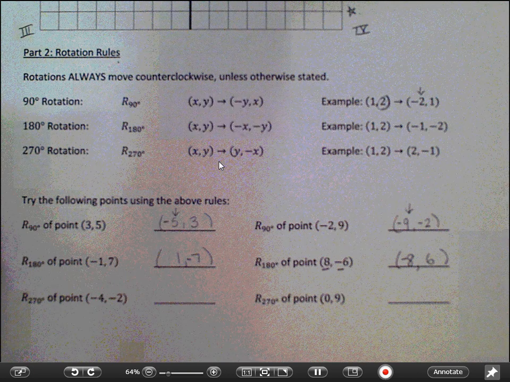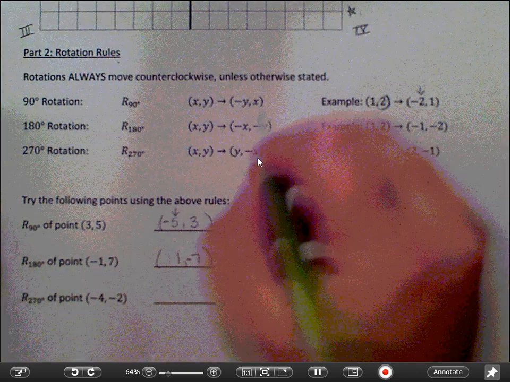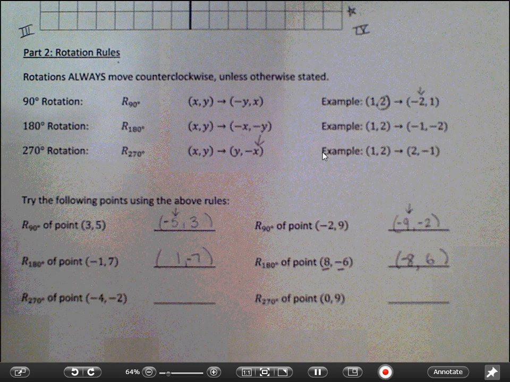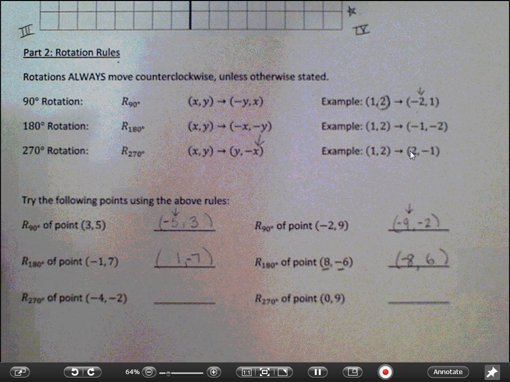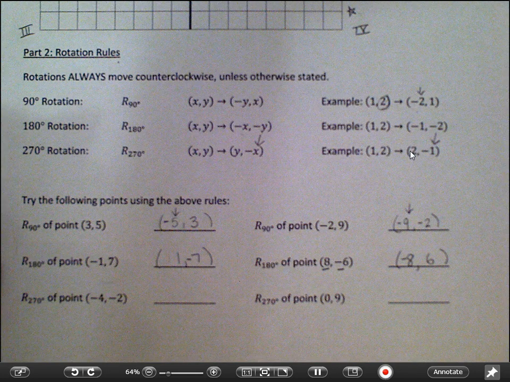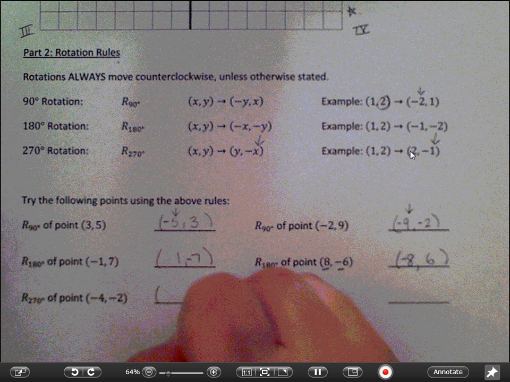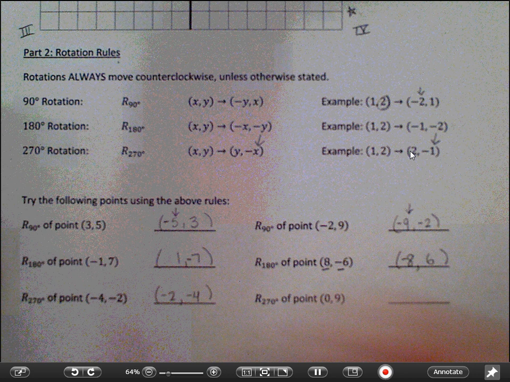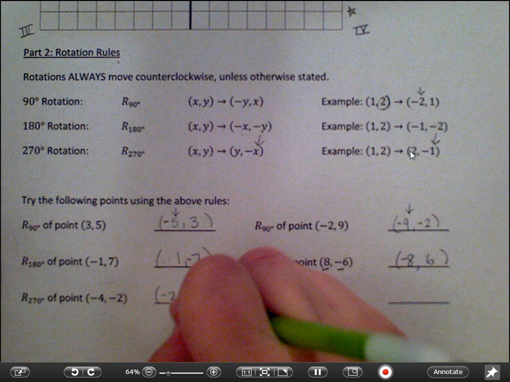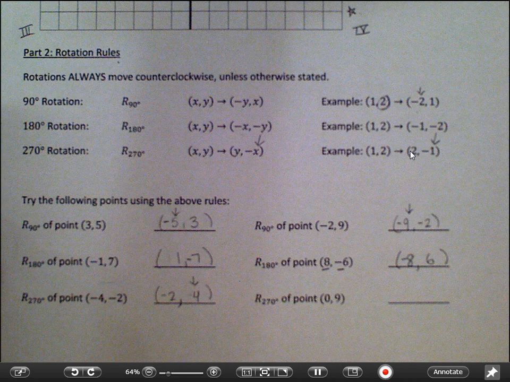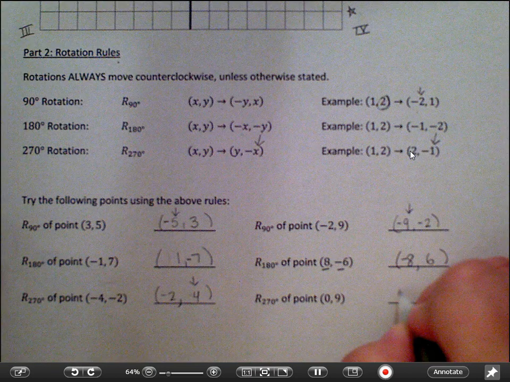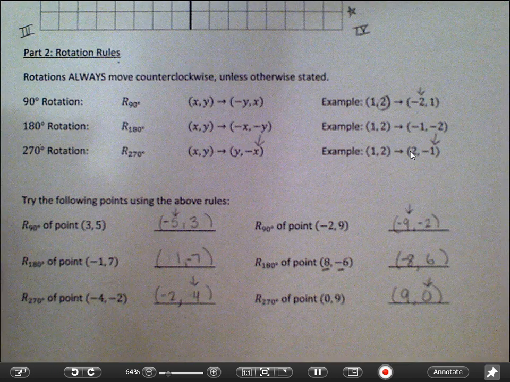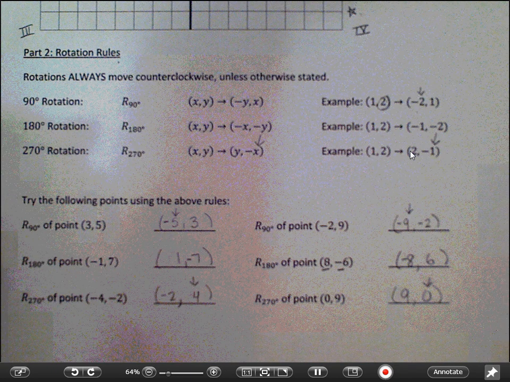270-degree rotation, you switch them again, but this time the second one is negated. So here we have 1, 2. We switch them, but we negate the second one. So let's switch them. -2, -4. But we negate the second one, which means that -4 becomes +4. Next one, we switch them, but we negate the second one. However, 0 is neither negative or positive, so this one just stays as 9, 0.